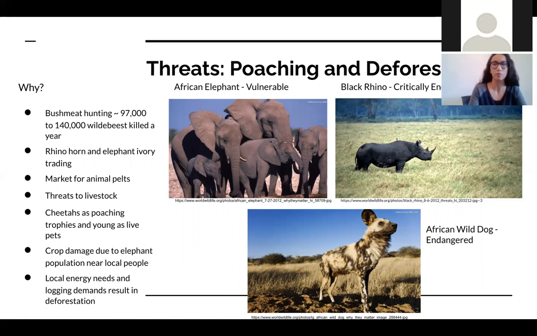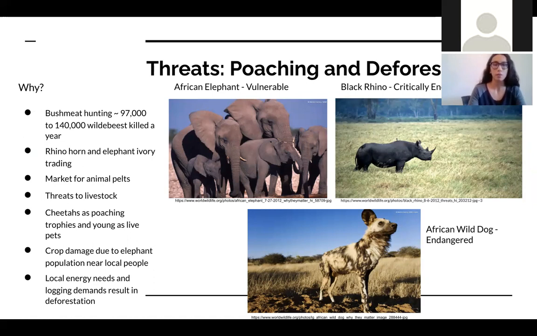Hunting has developed from minimal and sustainable hunting by native people out of necessity to an entire economy that results in about 97,000 to 140,000 wildebeest being killed per year. There are also recreational tourism and export markets responsible for contributing to animal endangerment, including rhino horn and elephant tusk ivory trading, cheetah hunting as poaching trophies, and young cheetahs being captured inhumanely as live pets.